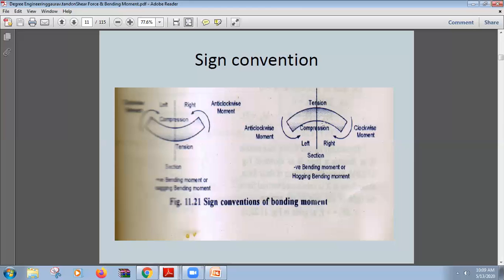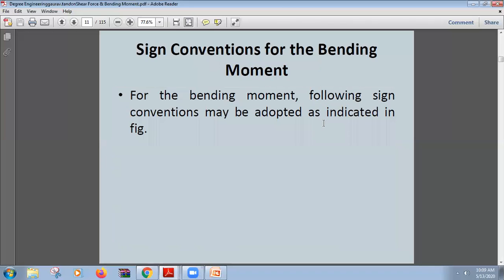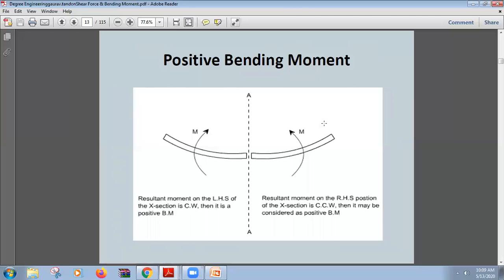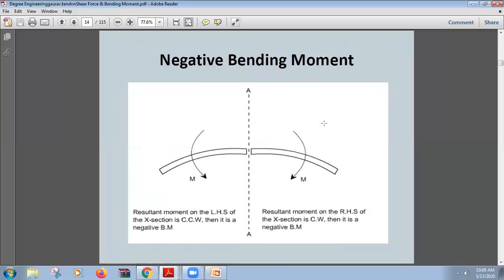So these are the two sign conventions of bending moments, sagging and hogging. For sagging, it's positive. For hogging, it's negative. Okay. Now, you can see these two shown: sagging, positive bending moment, then hogging, negative bending moment.